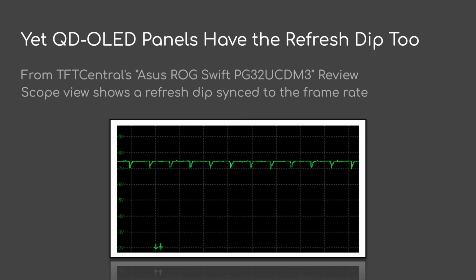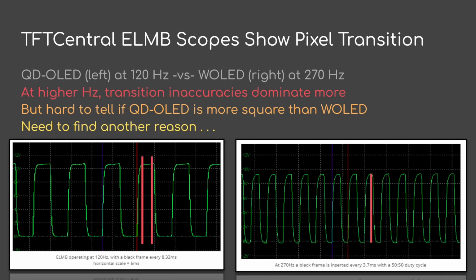Yet if we go to TFT Central's reviews of QD-OLED panels, you'll notice that they also have the same refresh dip. If we look at TFT Central's BFI scopes, you can see the actual pixel transitions. In this shot, we have a QD-OLED on the left running at 120 Hz versus a WOLED on the right at 270 Hz.